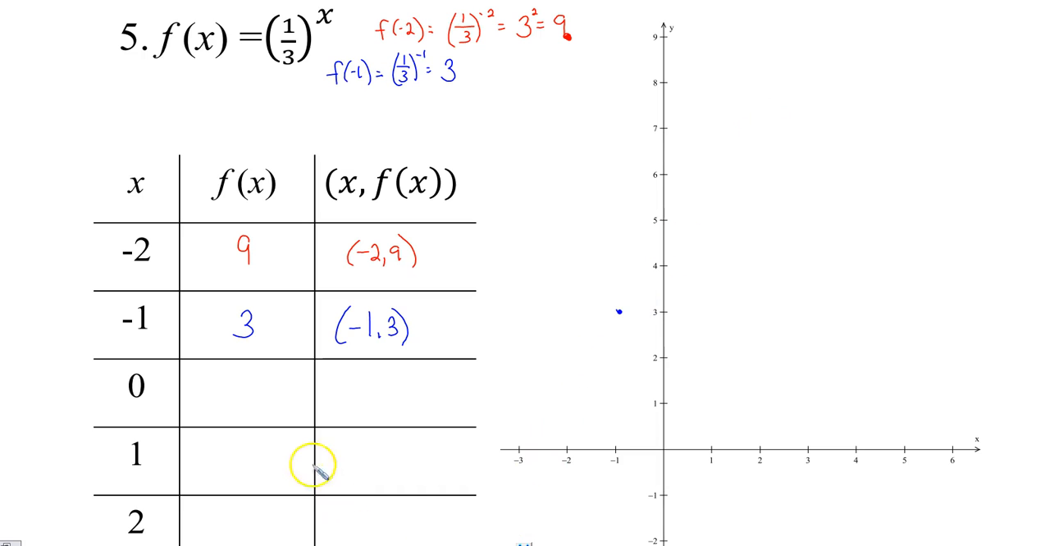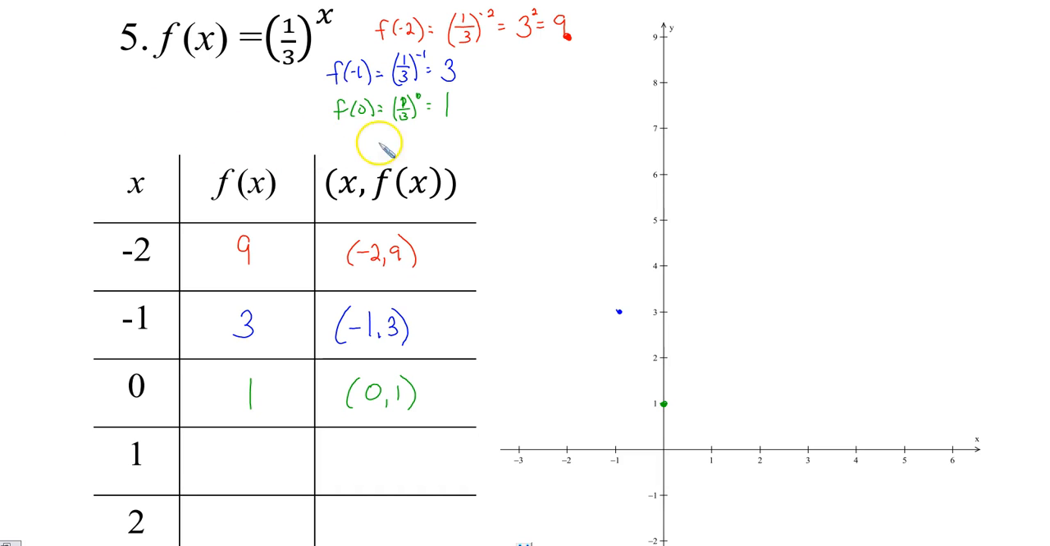So let's go with x is equal to 0. So I want to find f of 0. F of 0 is 1/3 to the 0 power. Again, 1/3 to the 0 power is going to be positive 1. So I have, again, that y-intercept. So (0, 1) is my y-intercept, the place where the graph crosses the y-axis.